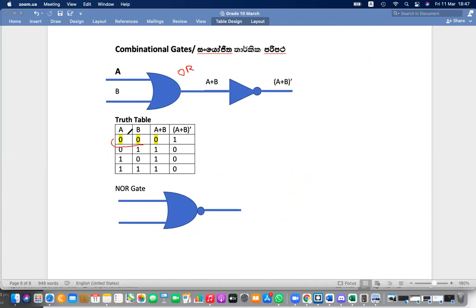If A and B both are 0, then this is 0. Then it is very easy to fill the truth table.